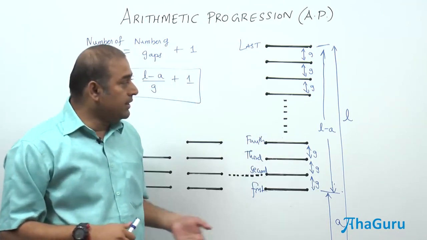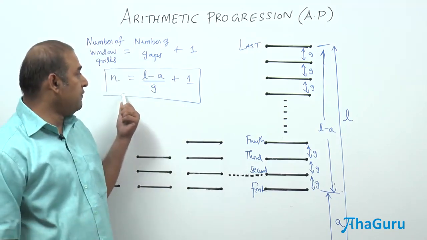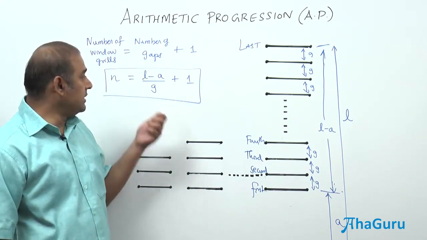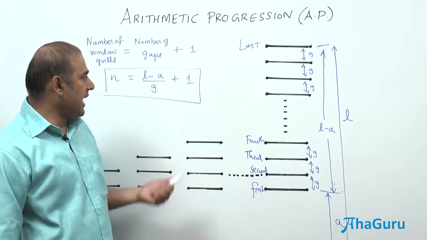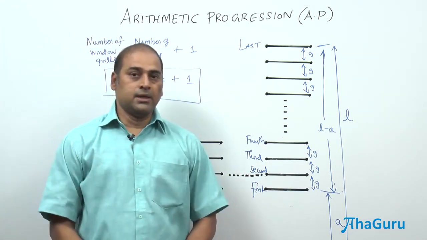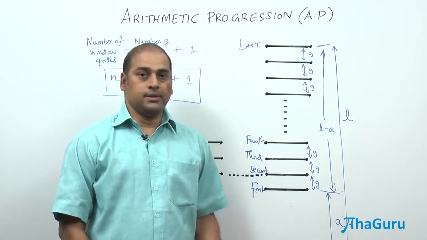Therefore, from window grills also you can realize the arithmetic progression formula, that the number of terms of a finite AP is the last term minus the first term divided by the common difference, which in this case is the gap, and plus one more. Therefore, you can realize arithmetic progression from window grills.